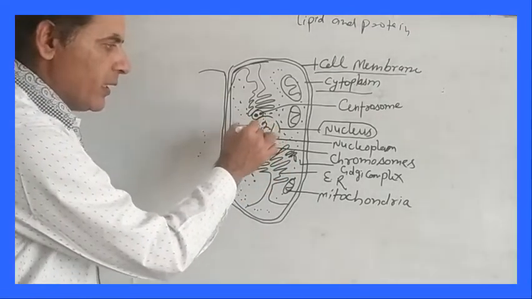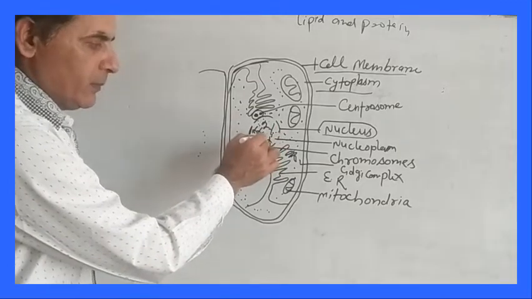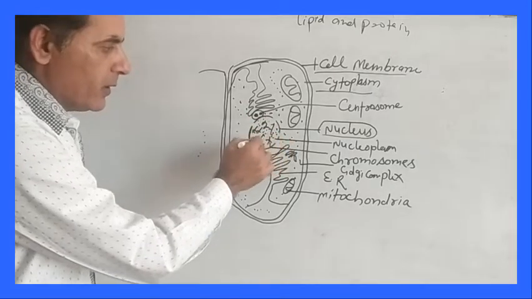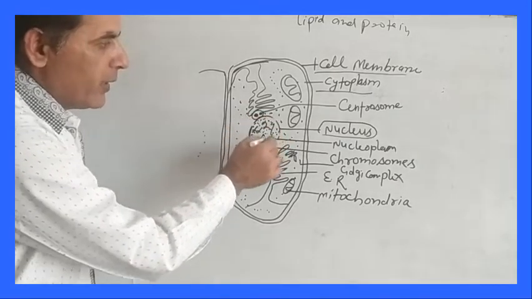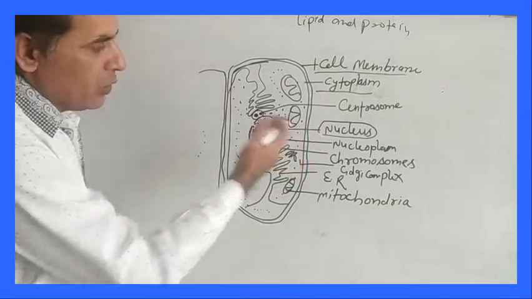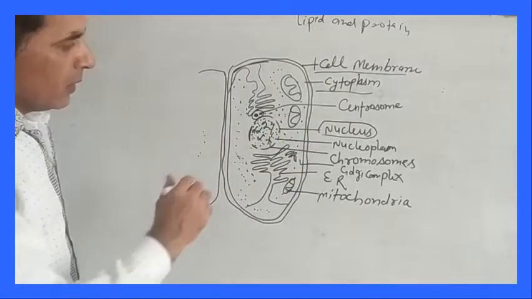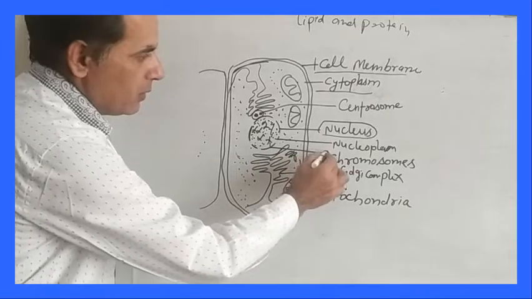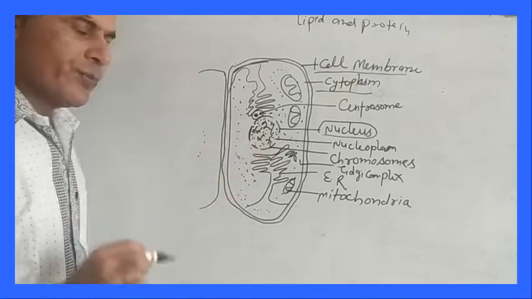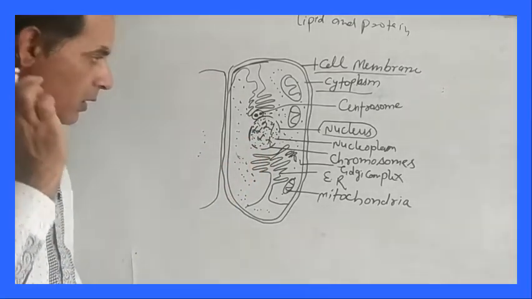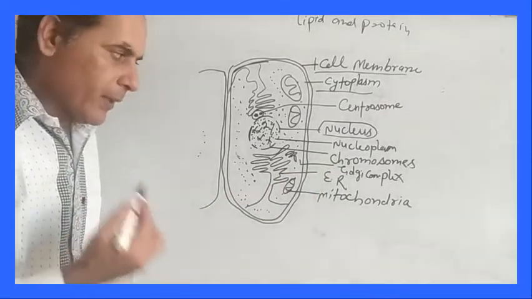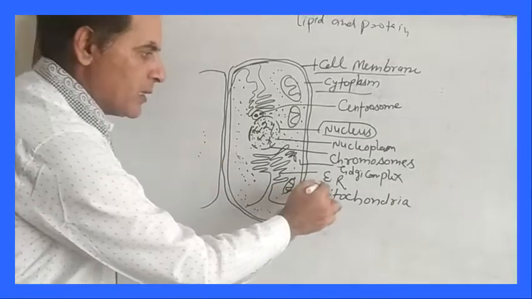The fluid present in the nucleus is called nucleoplasm. Nucleoplasm is much denser than the cytoplasm. Cytoplasm and nucleoplasm together are called protoplasm. The next part is chromosomes. Chromosomes are present in the nucleus, and these chromosomes are responsible for carrying characters from parents to offspring. Chromosomes are hereditary materials.